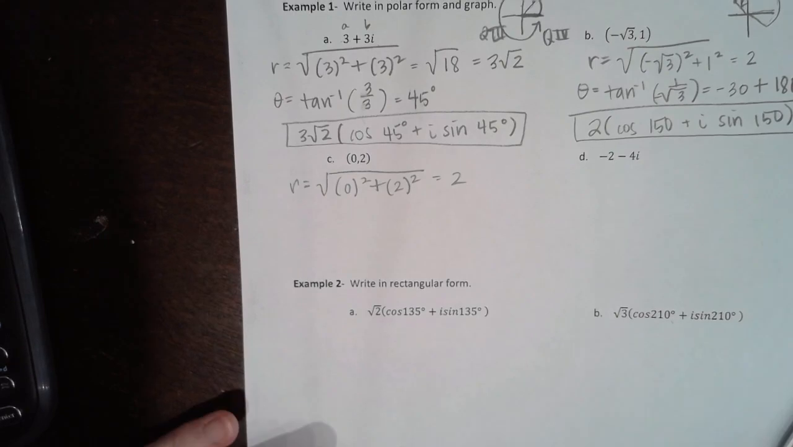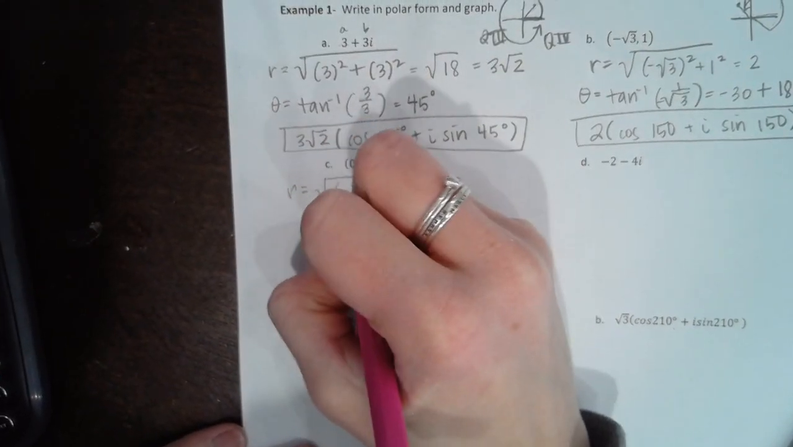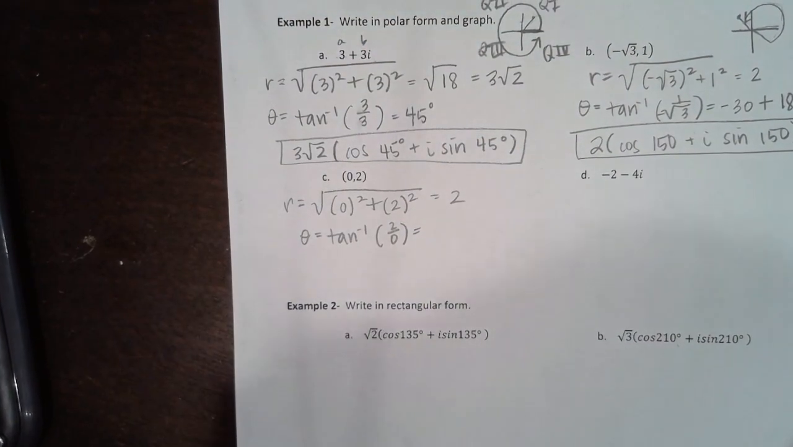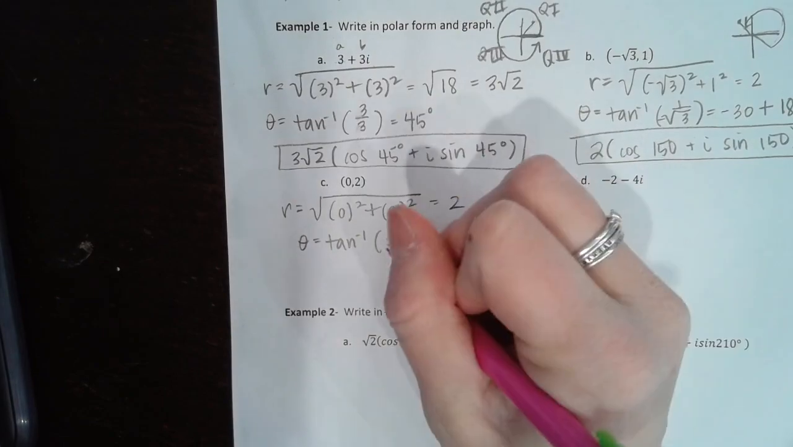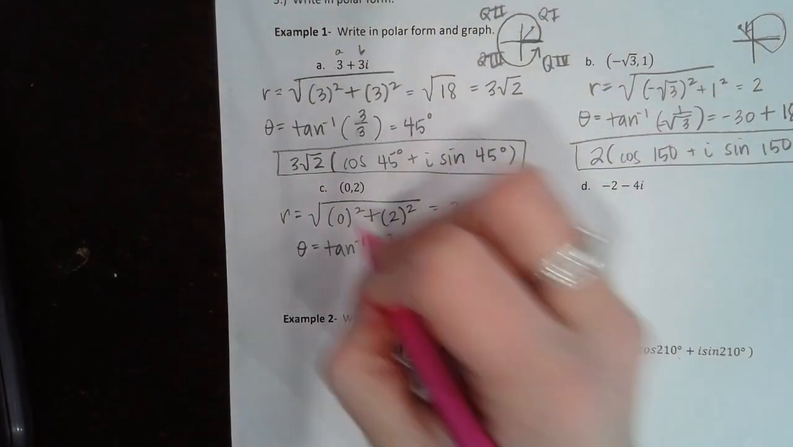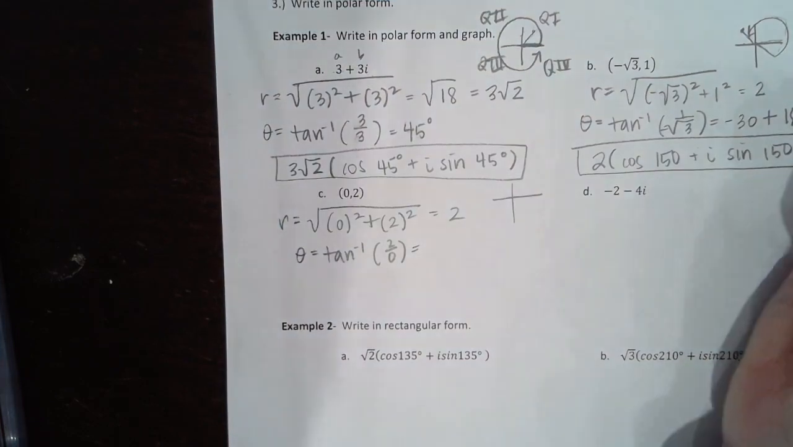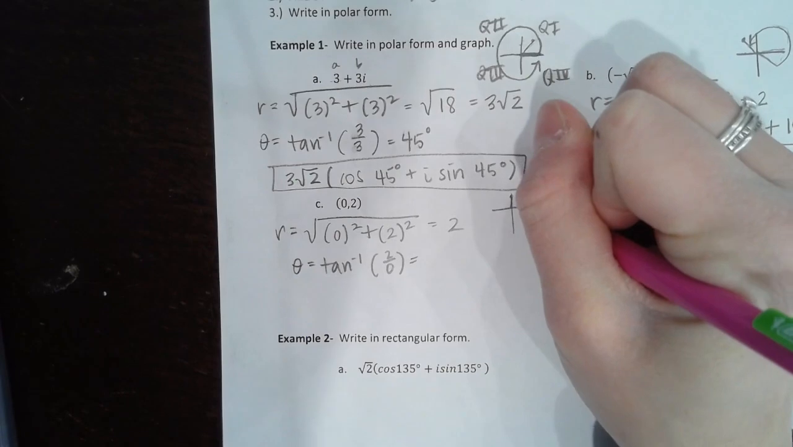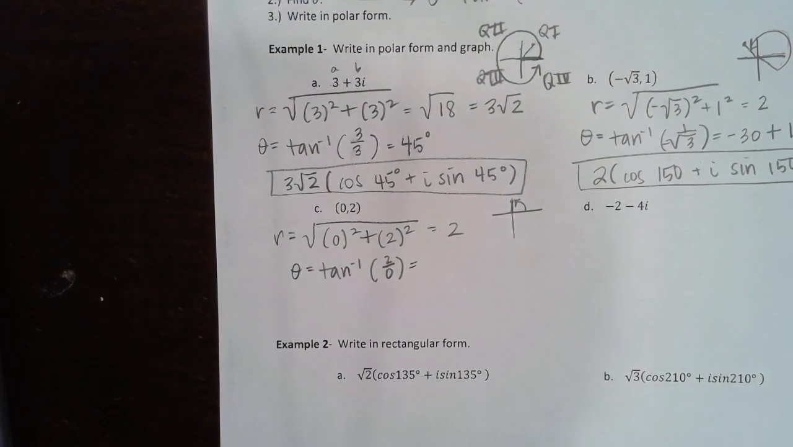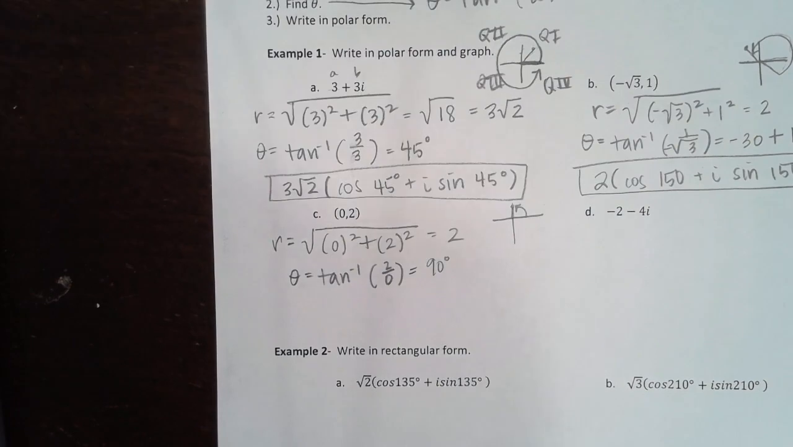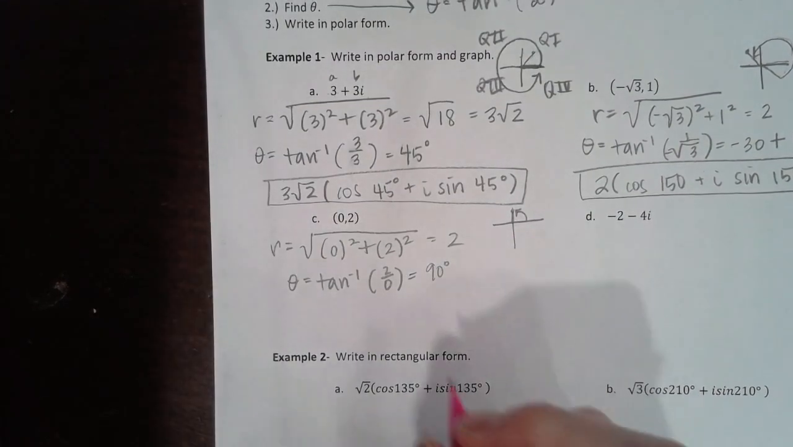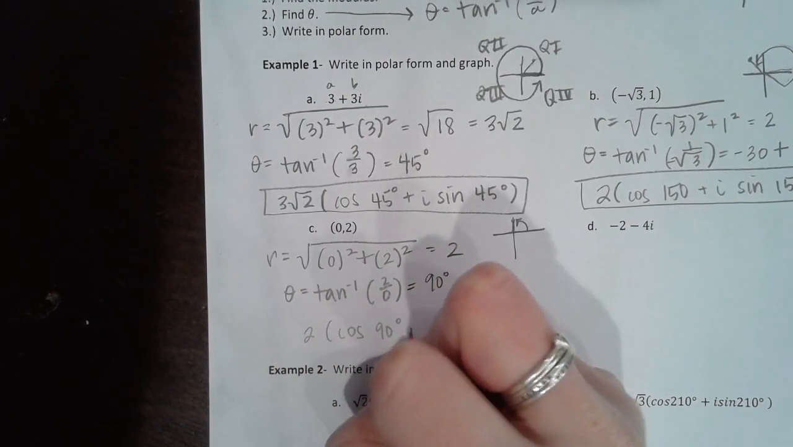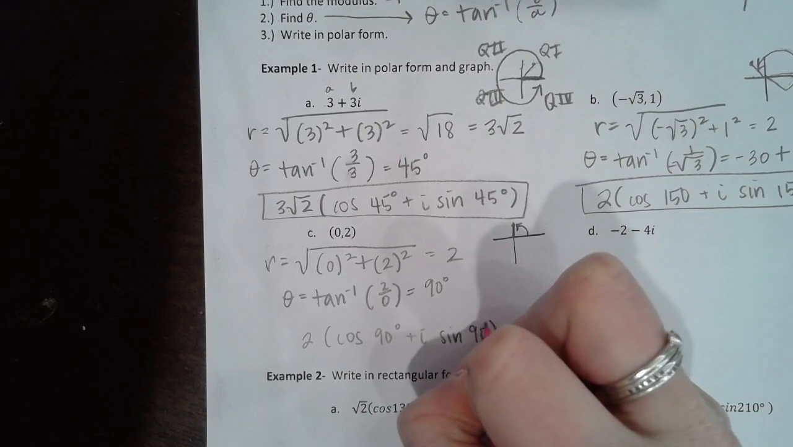And then we do our theta, the inverse of tangent, b over a. Now, when we do this in the calculator, we can't put a 0 underneath. It's not going to work. So let's just look at the picture. If I were to graph this guy, 0, 2 is here, right? So to go from here all the way up there is how many degrees? Oh, well, that's 90 degrees. So that's what we're going to pick. So now we have 2 times cosine of 90 plus I sine of 90. And there's our answer.